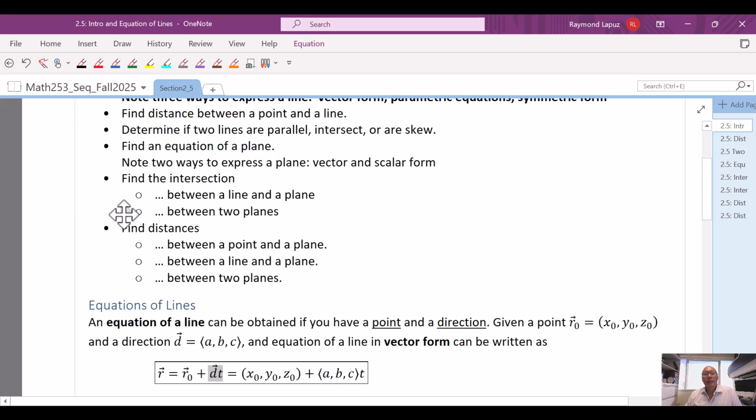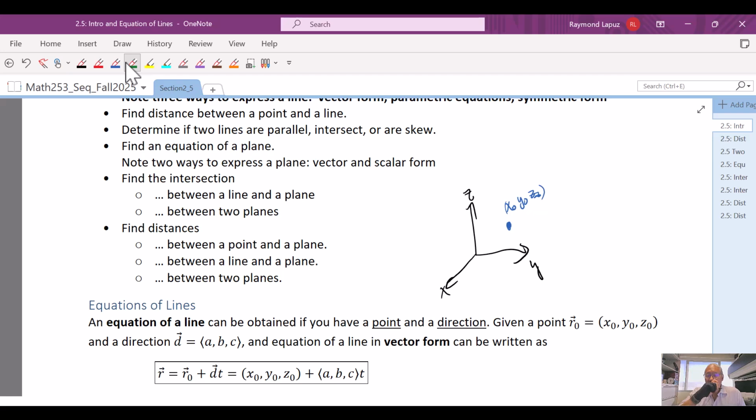So the idea behind that is, if you look at our x, y, z space in 3D, this is our x, this is our y, this is our z, and let's say we're given a point, and let's say the point was r naught. Let's put the point over here somewhere. So that's x naught, y naught, z naught. That's the point. And then we're given a direction vector for the line. So let's say our direction vector maybe looks like this.